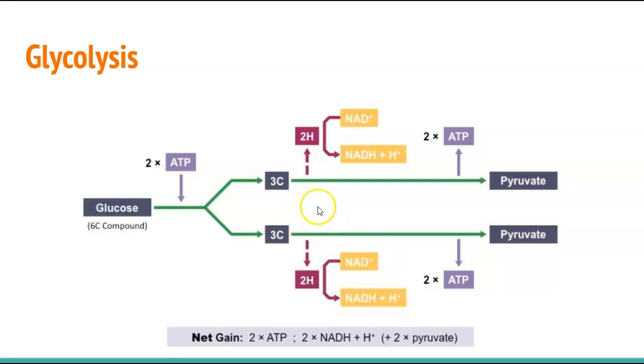You see that happening. And then through the rest of it, we do generate 2 ATPs per 3 carbon sugar. So we generate a total of 4 ATPs in here. But again, we needed 2 to start this process, so the net gain is actually only 2. So here at the bottom, our net gain is 2 ATPs and 2 NADHs. And our final product is 2 pyruvates. That'll be important for our next step.